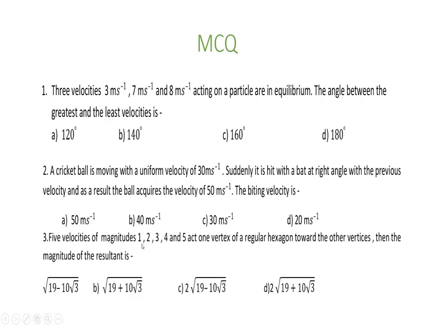Five velocities of magnitudes 1, 2, 3, 4, 5 act on a vertex of a regular hexagon towards the other vertices. Then the magnitude of the resultant is 2 root over 19 plus 10 root 3. Boys, you can solve these 3 MCQ problems by using the lectures. These model MCQ questions help give you an idea about MCQ questions from this chapter.